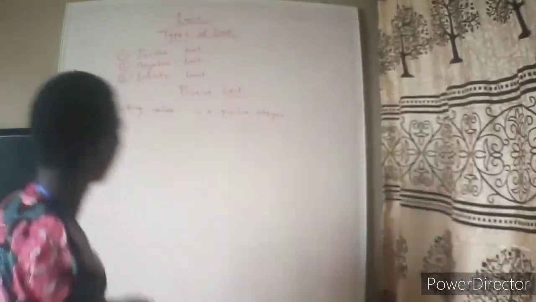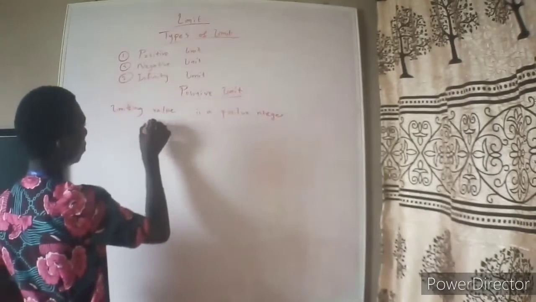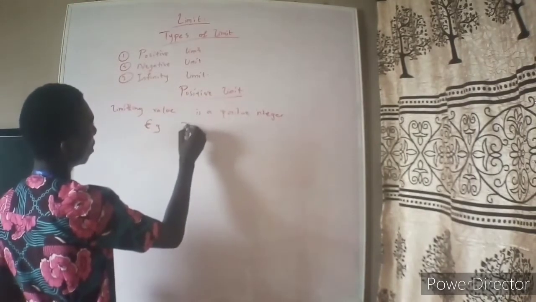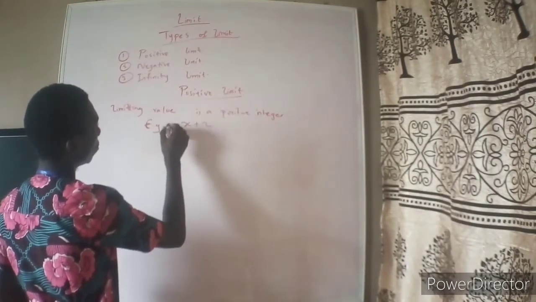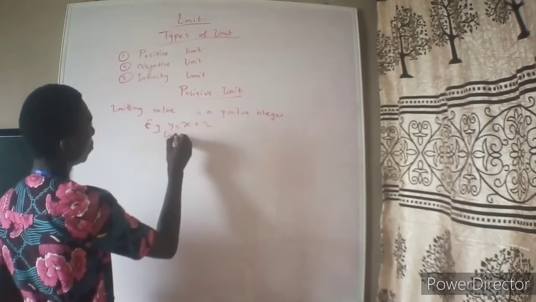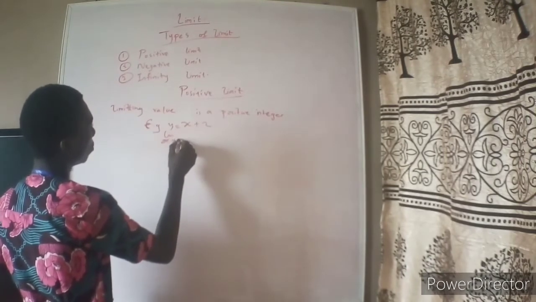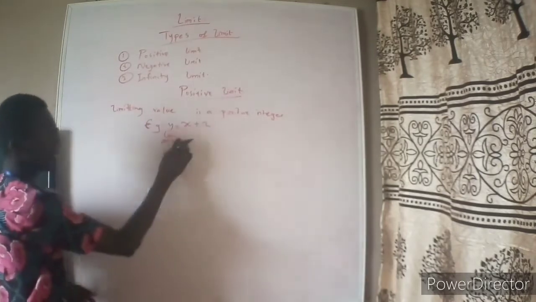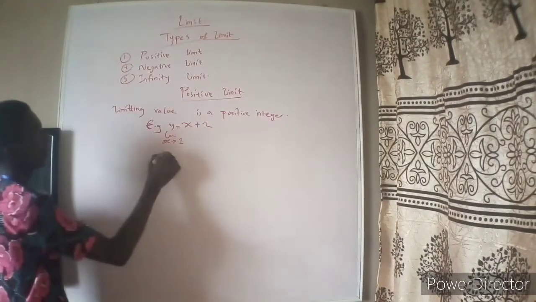Then the second one, okay, just leave it there. For example, when I have y equals x plus 2, whereby I limit x to be equal to 1, it is a positive integer. That's just it in summary.